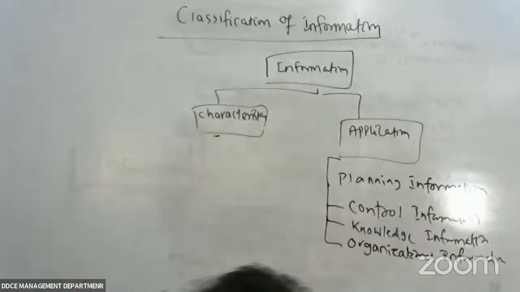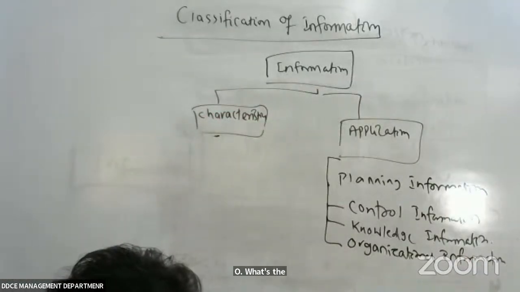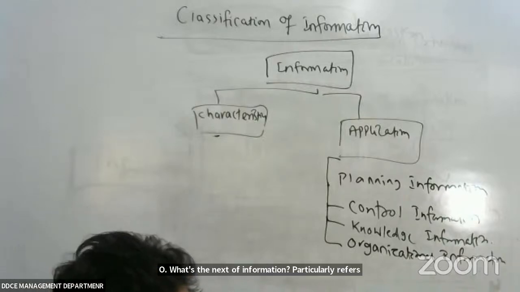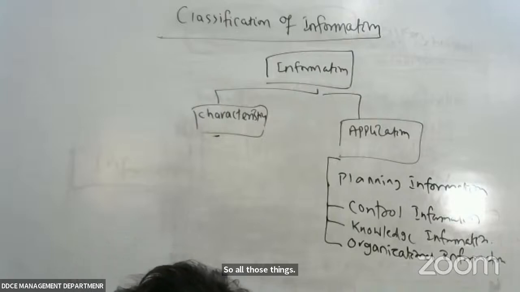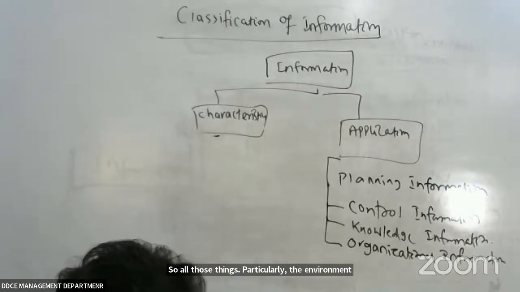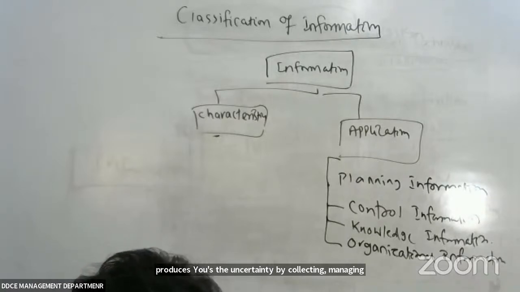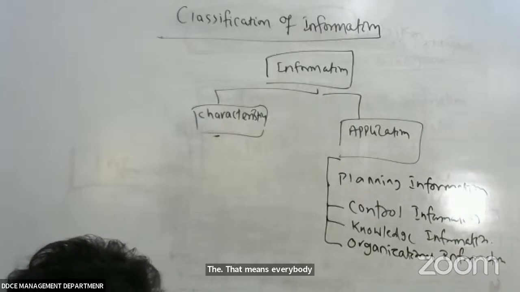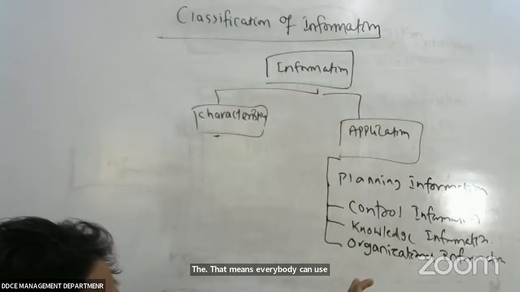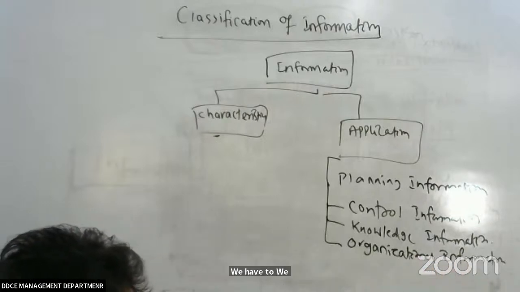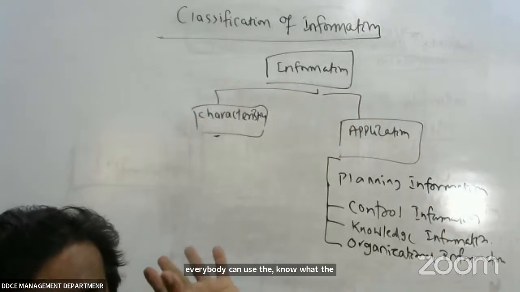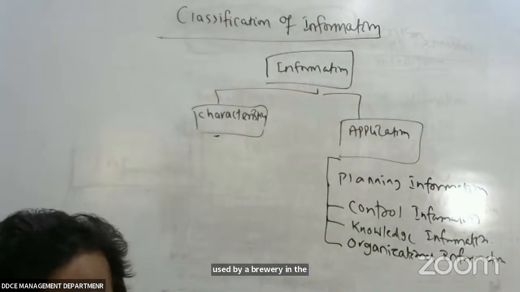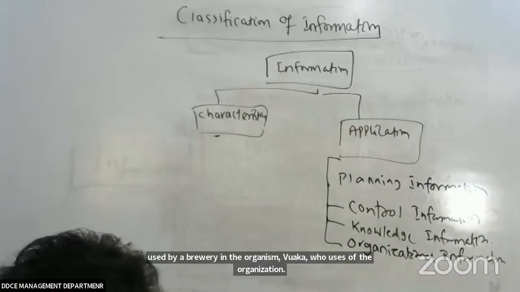Organizational information particularly refers to the organization environment, what the culture is, all those things. It emphasizes reducing uncertainty by collecting, managing and using this information. That means everybody can use it. We have to give the rules and regulations so that the information can be used by everybody in the organization. Who are the users of the organization? They will use it. That is organizational information.